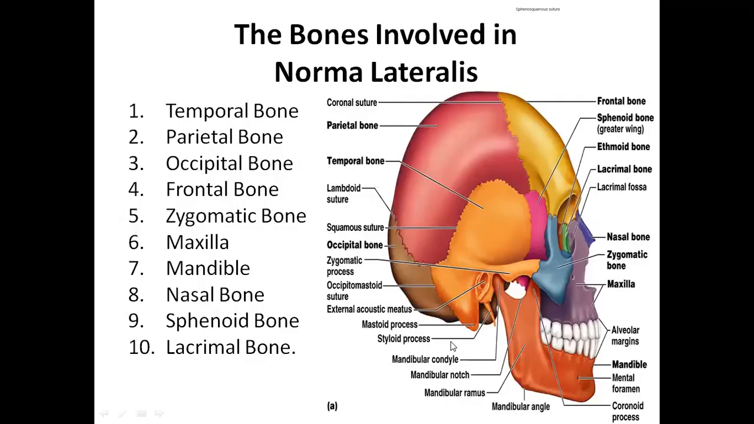Okay. Now the bones involved, I already told you, a quick review. We have the temporal bone, right? We have the parietal bone, occipital bone, frontal bone. Blue in color is the zygomatic bone, violet is the maxilla, only for our understanding, not like this. This is the mandible bone, nasal bone. Pink in color is the sphenoid bone, and the lacrimal bone we see inside the orbit.